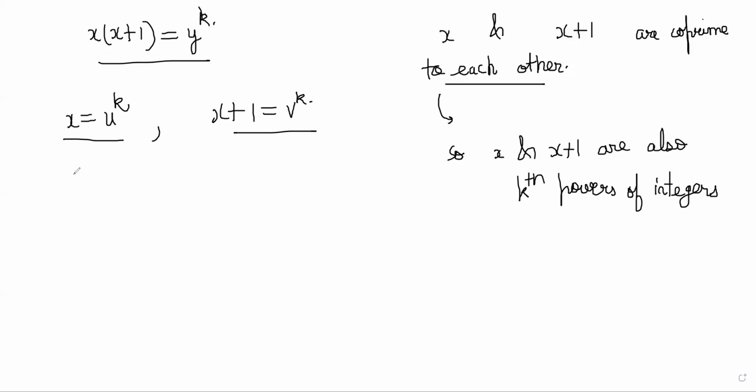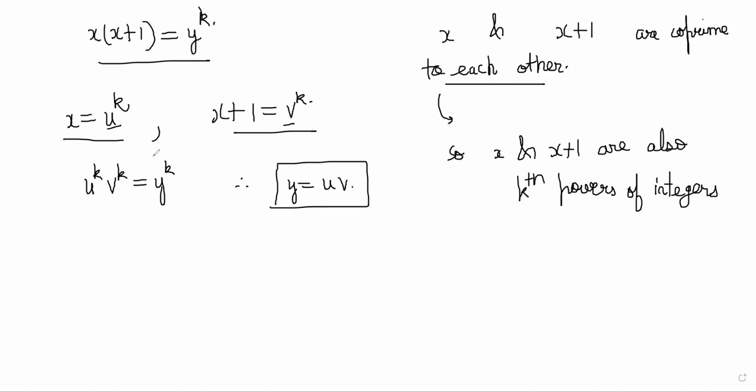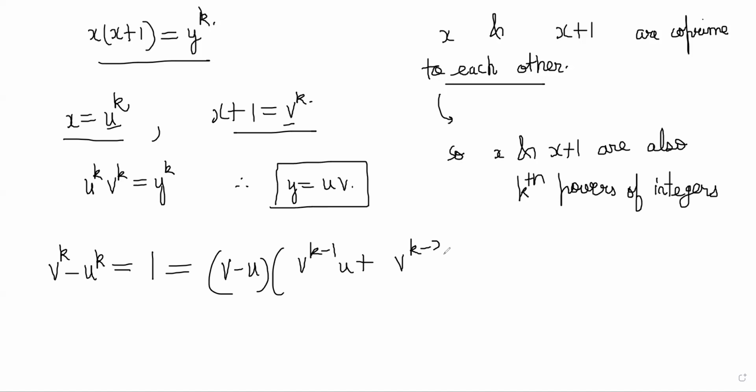And looking at the equation, now we are getting u power k, v power k is equal to y power k. So therefore y must be equal to uv, right? Here u and v are positive integers. So if you try to calculate now v power k minus u power k, that is basically x plus 1 minus x, which is 1. And that can be factorized like this: v minus u, times v power k minus 1, plus v power k minus 2 u, plus v power k minus 3 u square, and so on till u power k minus 1, right?